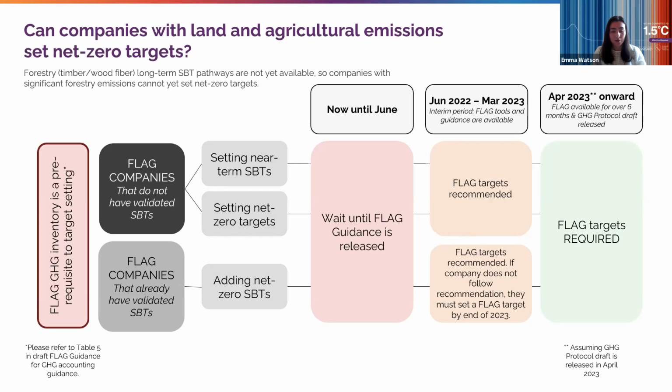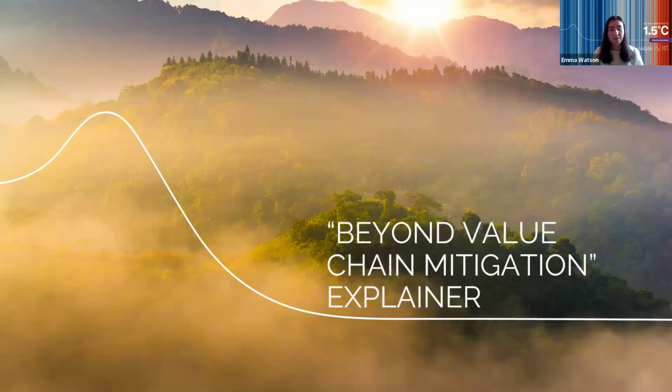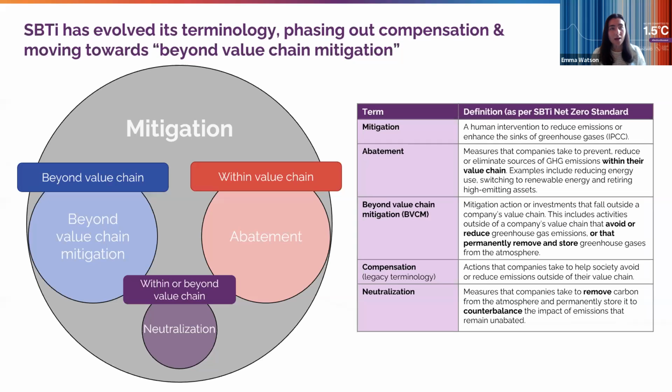Great. So now we're going to move on to go a bit deeper into the beyond value chain mitigation piece. Beyond value chain mitigation is essentially a new term that came out around about the time of the launch of the Net Zero Standard. Previously, we had been using the term compensation. So it's a new one for many people to get their heads around. So what we wanted to do here was to explain some of the terminology that we use within the science-based targets to hopefully give a better understanding of how it all fits together.